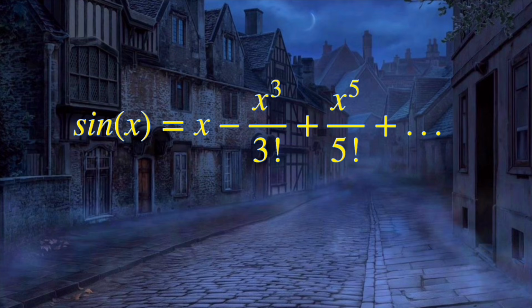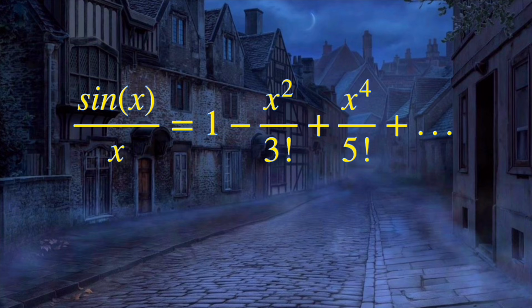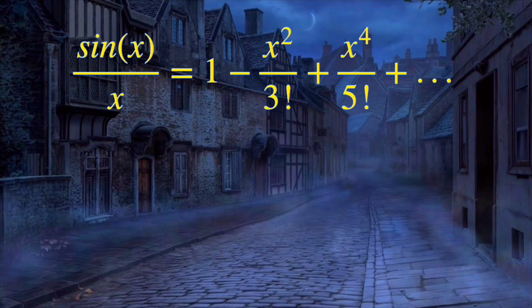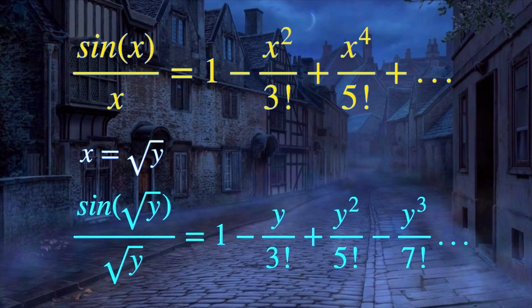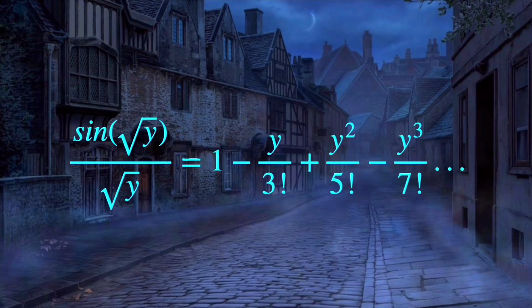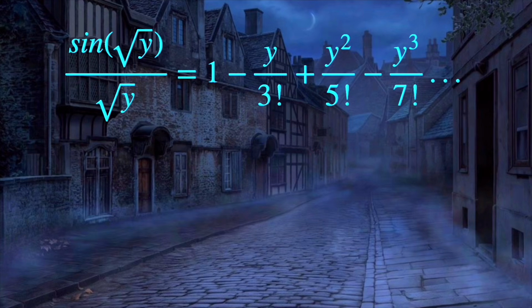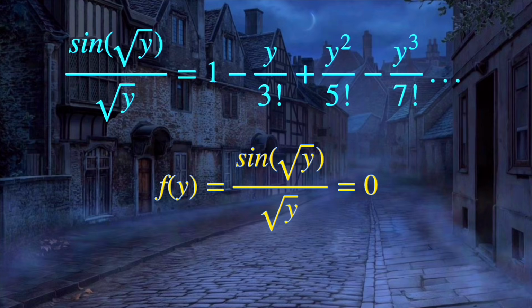Euler was a mathematical wizard, and he developed an intimate relationship with the sine function and its power series. So, dividing this expression by x, we get a new power series which is representative of the function sine of x divided by x. Now, Euler let x equal the square root of y and created a new power series in this new variable. And then he asked the strange question, what are the zeros of this function?